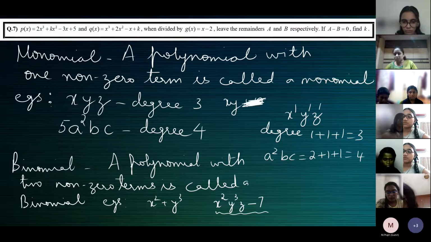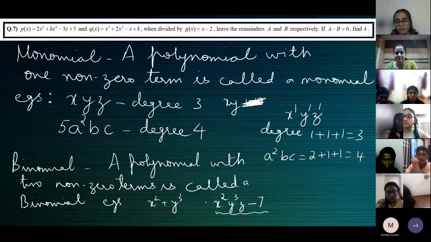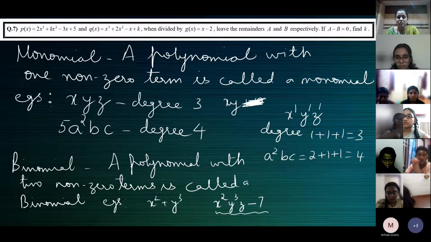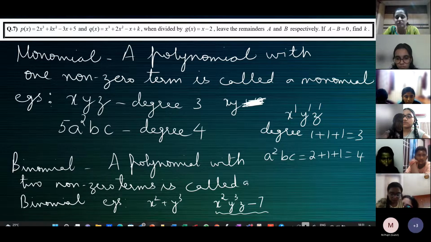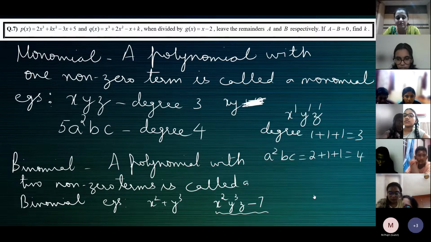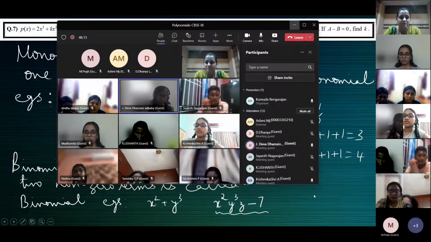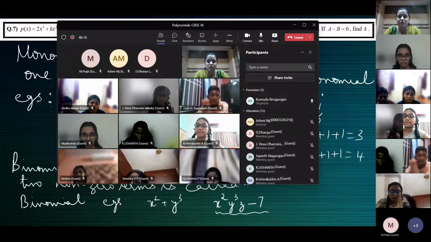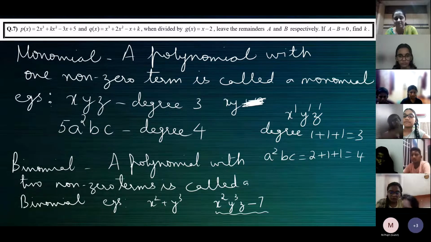Class, so let me make it clear. X square y cube z minus 7. Do you all agree that it's a binomial? Is it a binomial? All of you understand that? Any doubt there? No. All of you agree that it's a binomial. Now, how to decide the degree?